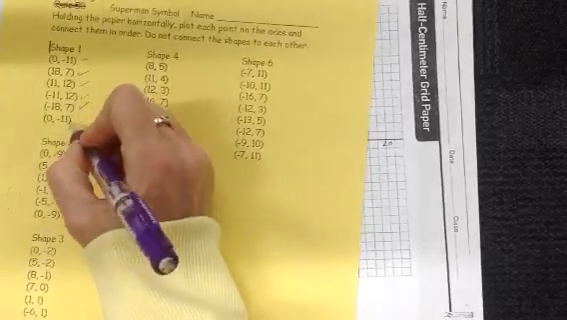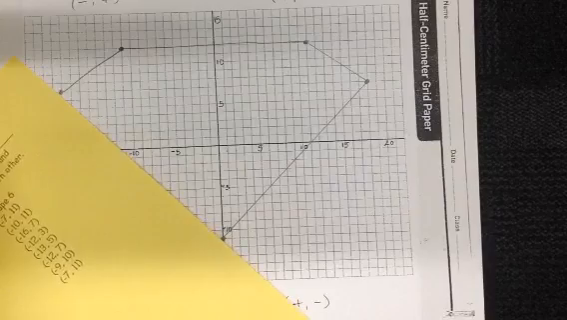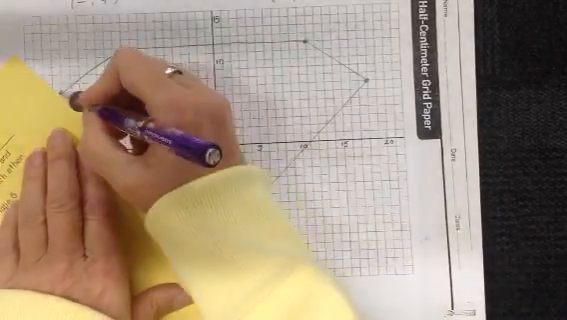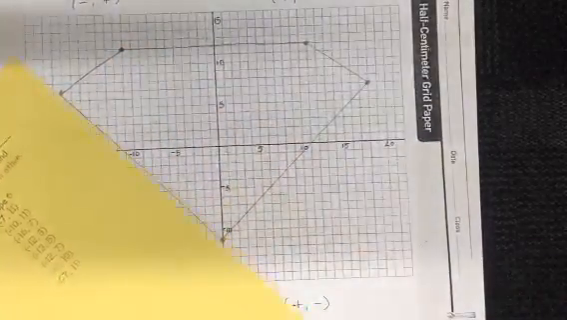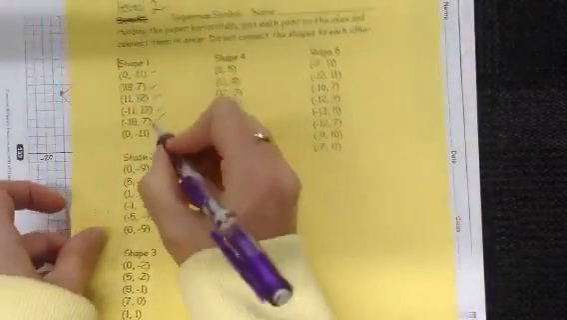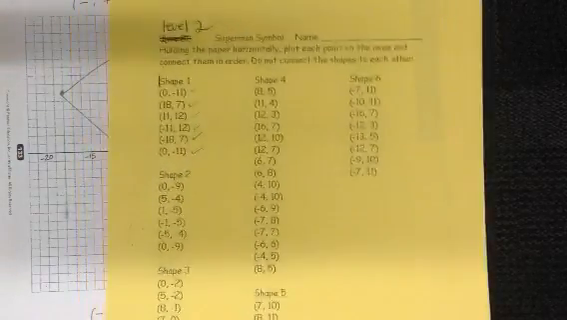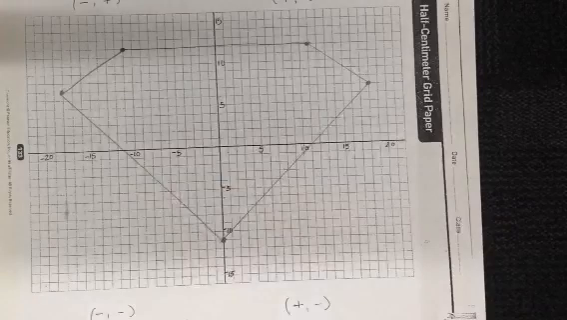Check it off. And if I notice I started at the same point, so I really don't have to count that one out. I just know that my last point is coming here, and I am closing it out. So that would be the starting shape. Now I have shape 1 completed, and I would go on to shape 2 and plot my points just like that.